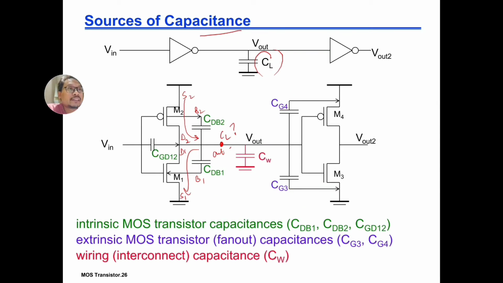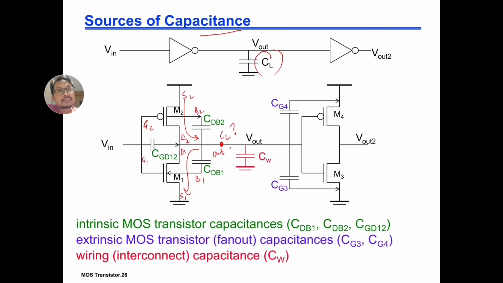Then we also have CGD12, gate to drain. Here is gate 2, gate 1. We have a capacitor, or you can say two metal plates: a gate, which is in polysilicon, connected to the drain, which is normally in aluminium metal. So two metals connecting together make a gate-to-drain capacitance, which impacts our output node.